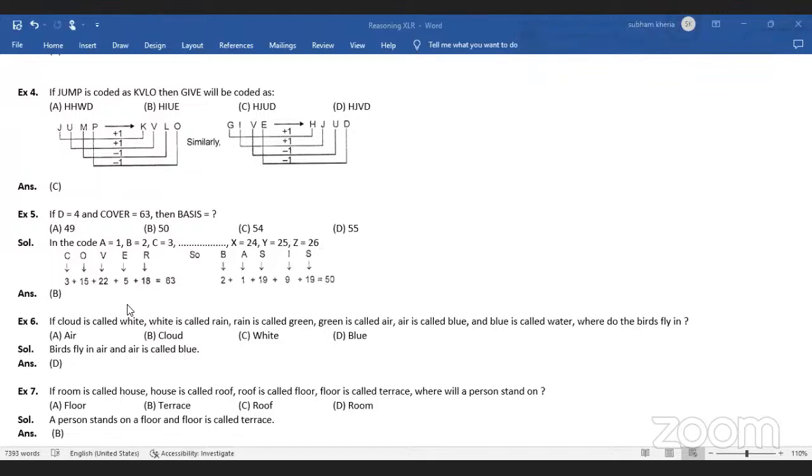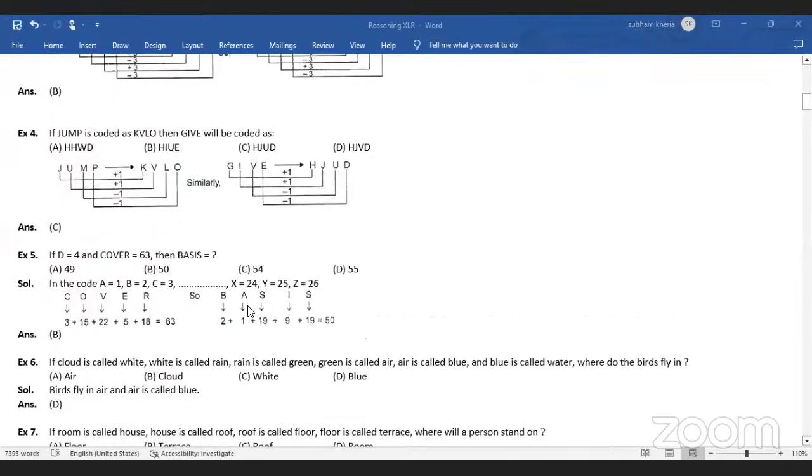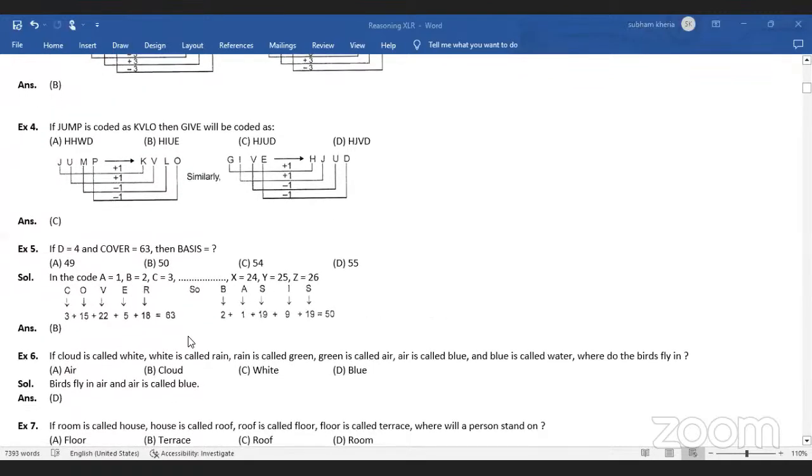Okay, great. So now tell me what the answer of the seventh one will be. If room is called house, house is called roof, roof is called floor, floor is called terrace, where will a person stand on? Where does a person stand? On the roof, on the terrace? Yes, people stay on the terrace also, but go logically. A person will stand on the floor. This is the logical answer. And floor is called what? Floor is called terrace. So our answer is terrace. Understood? Anyone has any doubt?